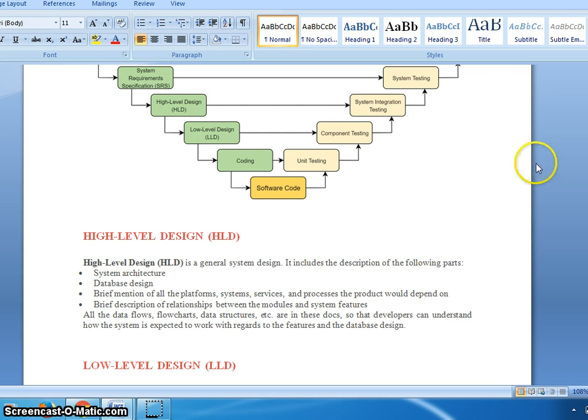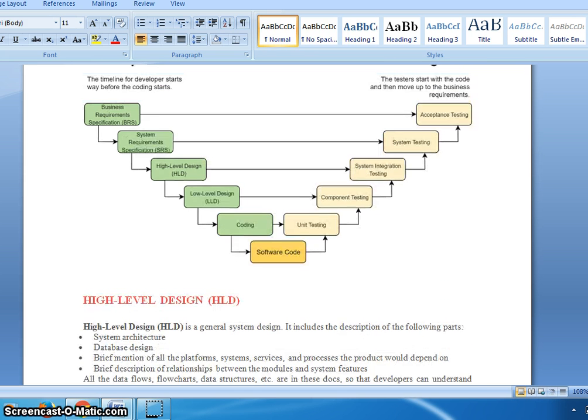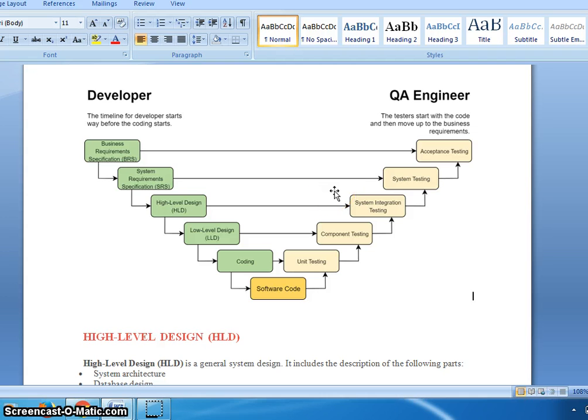In this picture you can see, before developing any software, these are the different levels the architect should consider. First, the architect will design the business requirement specification, in brief you can call it BRS. And second, system requirement specification, that is the SRS. Third one is high level design. Fourth one is low level design. And next, after designing the high and low level designs, coding will start, and the last stage is software code.